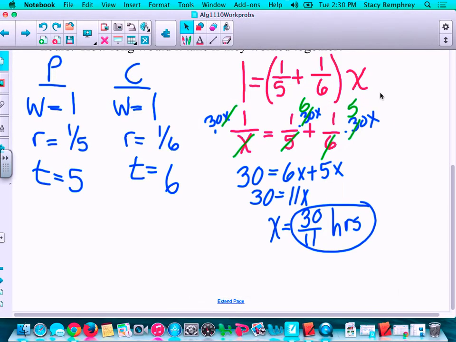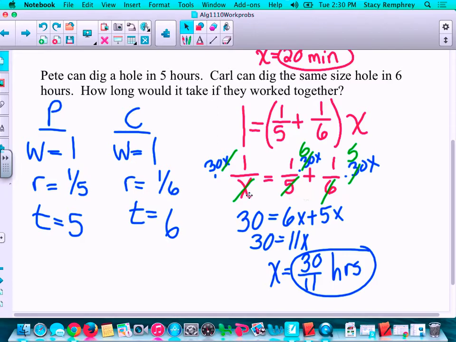Again, personal choice. This is what I like. I like to divide both sides by x. Again, you could have distributed. You should get the same answer. I divided both sides by x. That's where the red line came from. I multiplied everything by the LCM of 30x. That took me to here, and I solved.